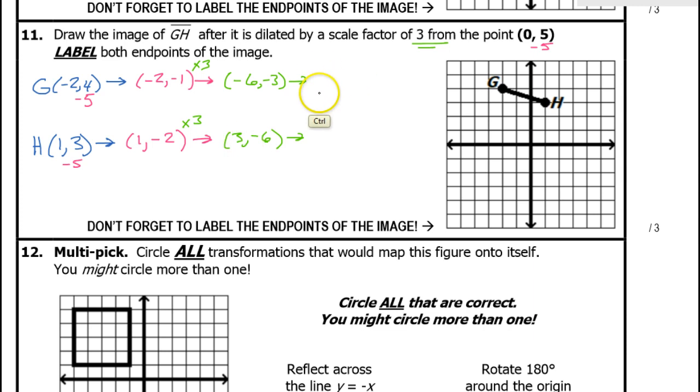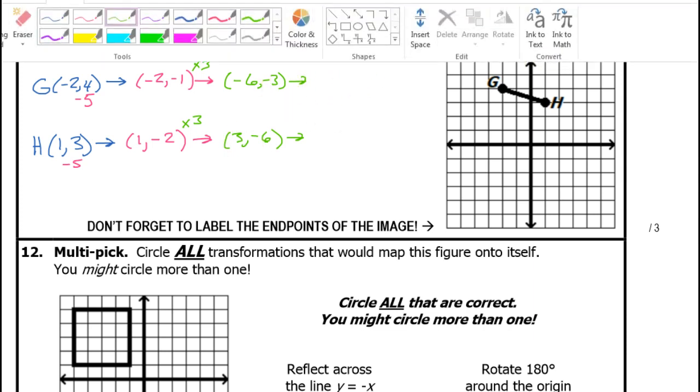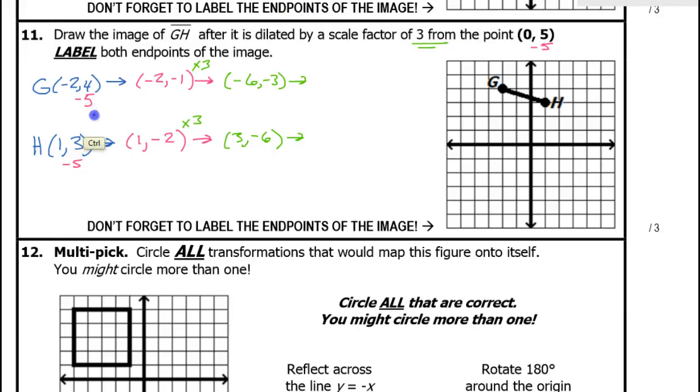Alright, now it's time to move back where we came from. So in order to do that, I need to undo the -5 that I did before. And I will undo that by adding 5. And this will give me the final answer. So this will be G prime. And that's going to be -6, 2. And this will be H prime. And that's going to be 3, -1.